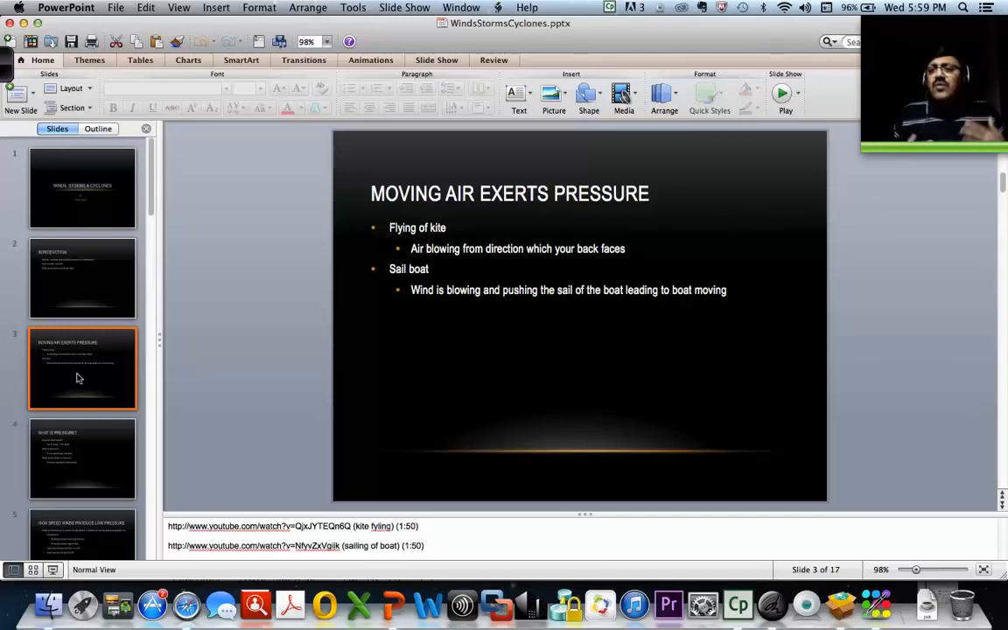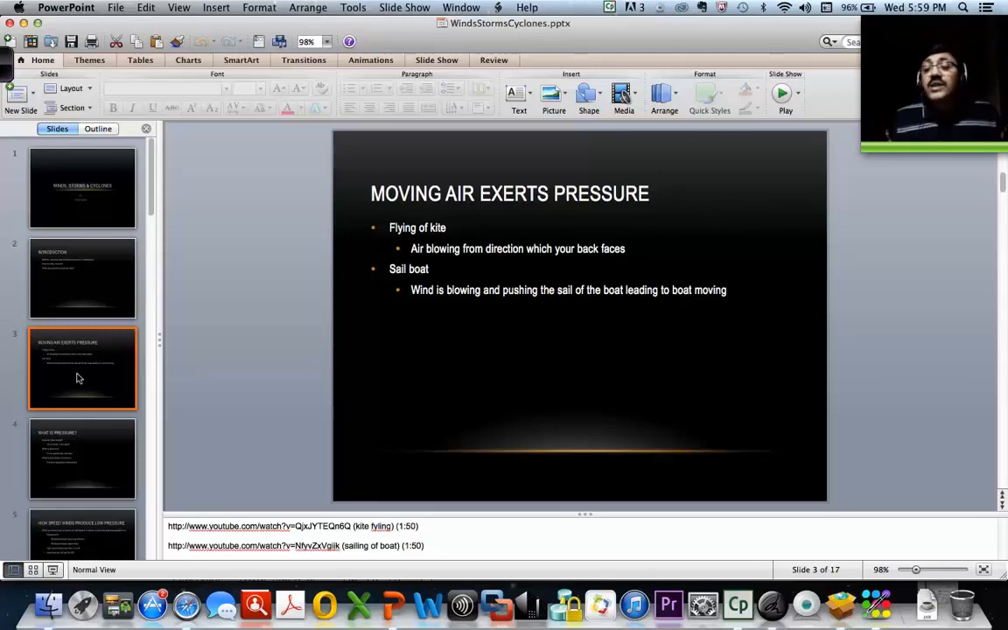Now, have you tried to get onto a cycle and just cycle very fast? What happens? You feel something is hitting you here, right? All over the body you feel something is hitting you. What is it? It's the air. Air is applying pressure on you, which is, air is applying force on you. You even feel that something is pushing you back, isn't it? Who is doing that? That is nothing but the air.